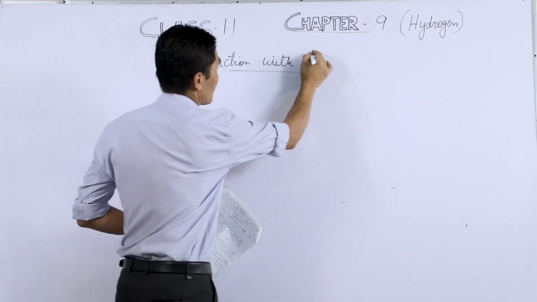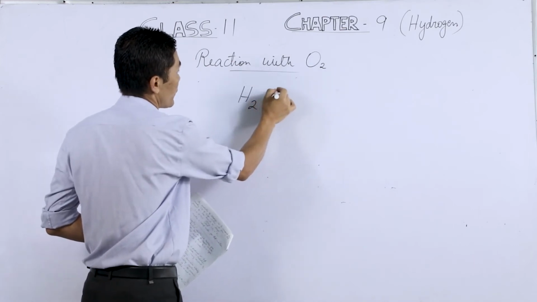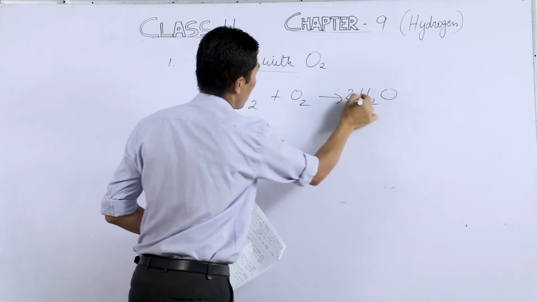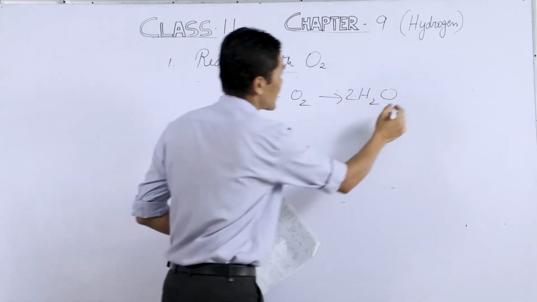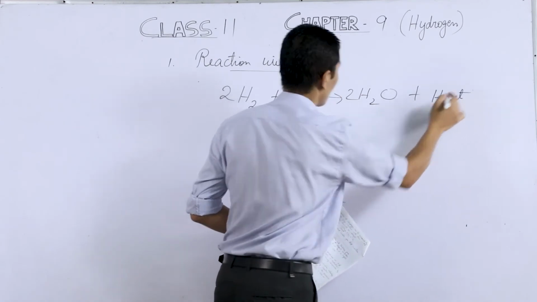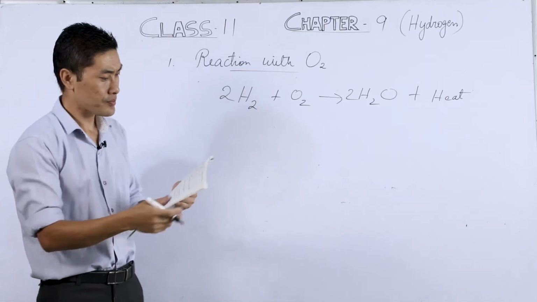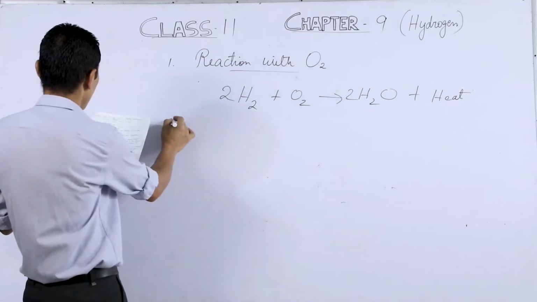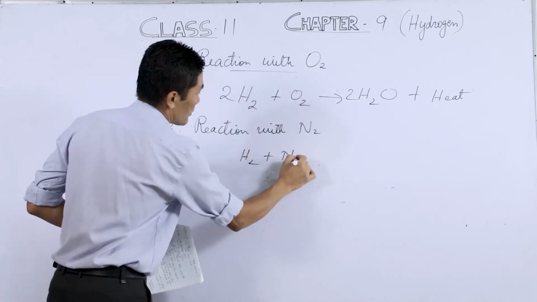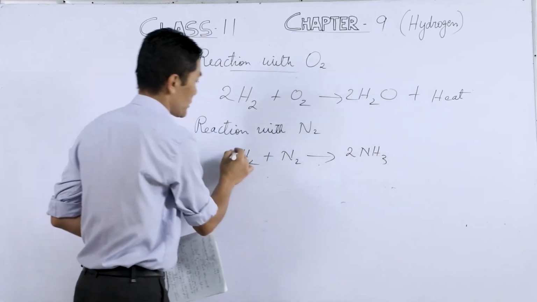Reaction with oxygen. Hydrogen reacts explosively with oxygen to form water. And this reaction is highly exothermic. So a lot of heat will be generated when these two elements combine to form water. The third reaction is the reaction with dinitrogen. On reacting with nitrogen, ammonia will be formed.